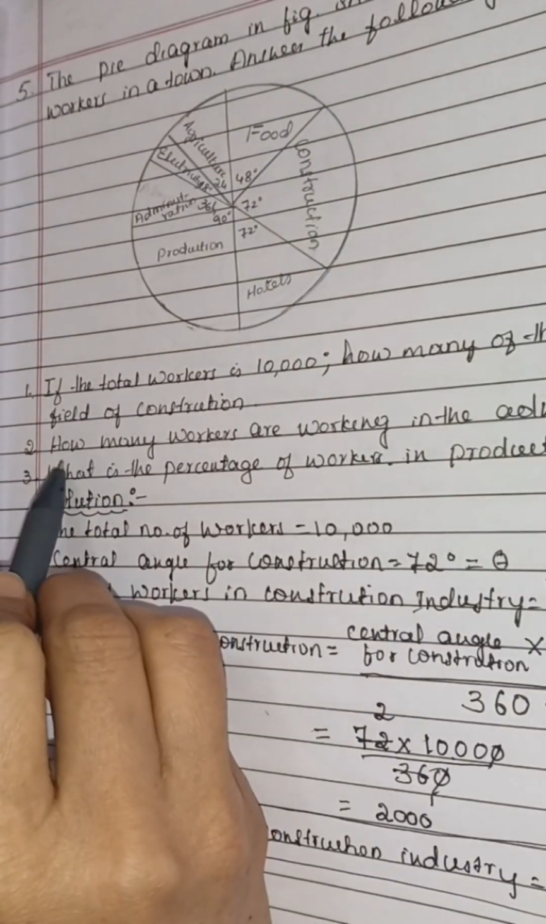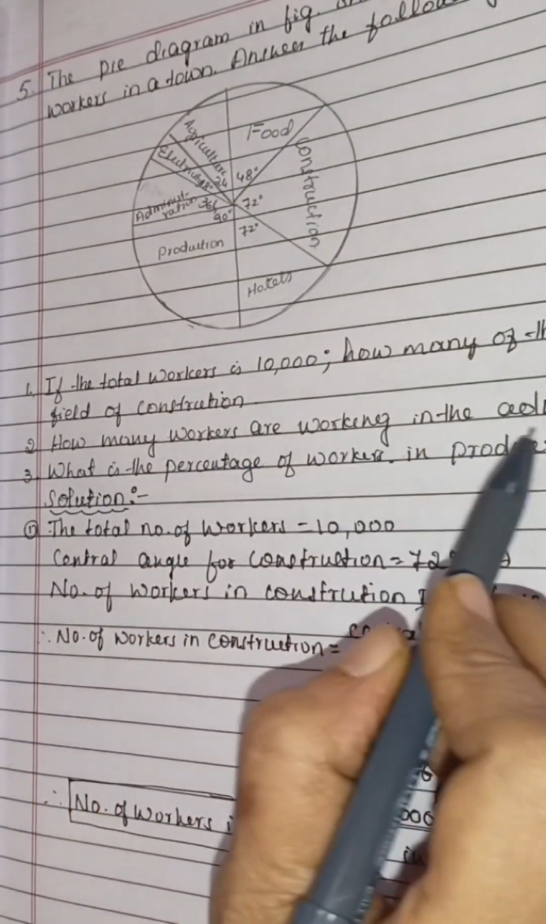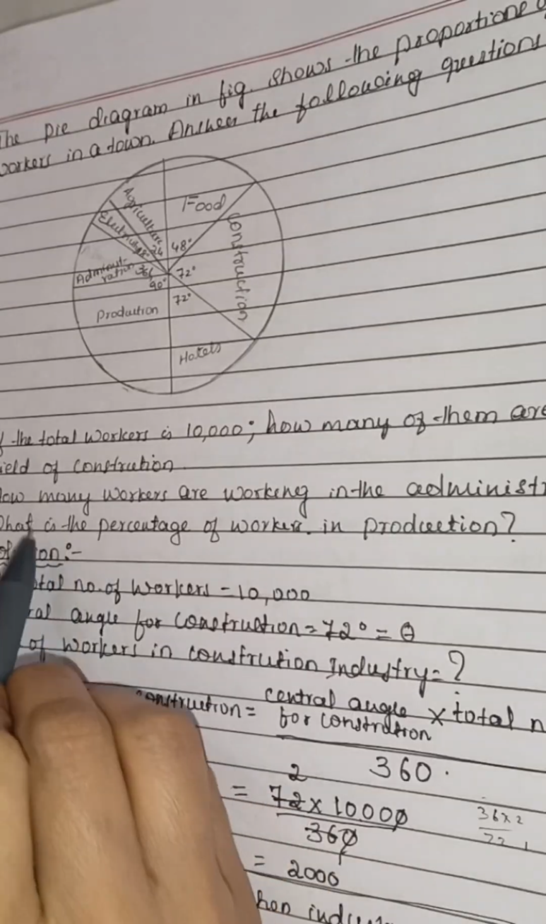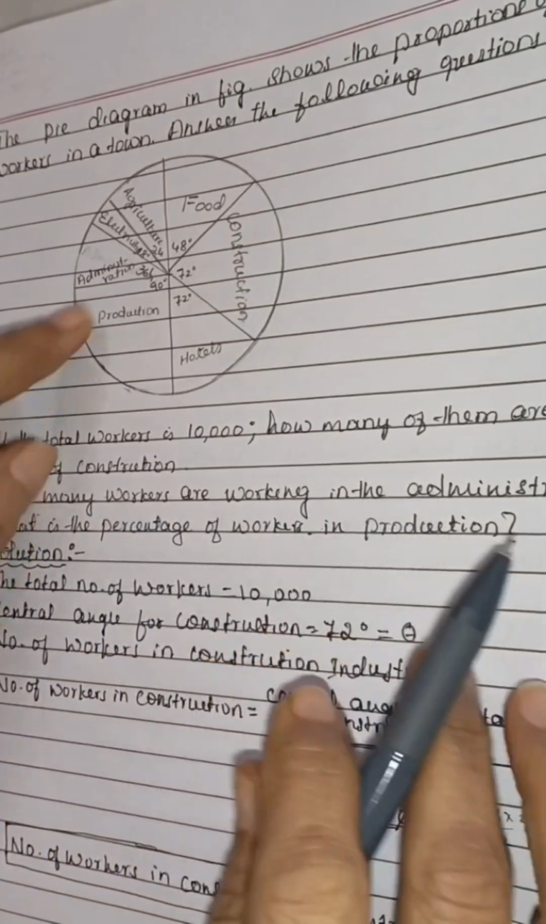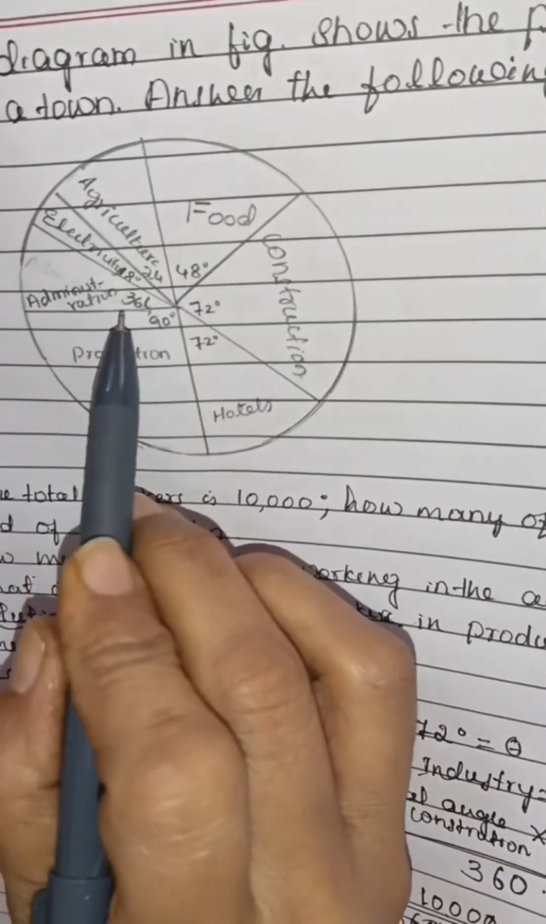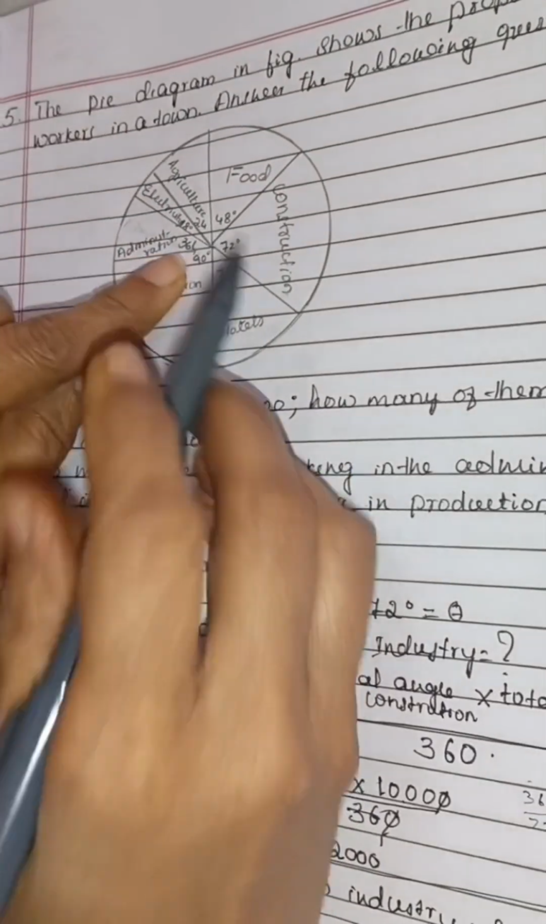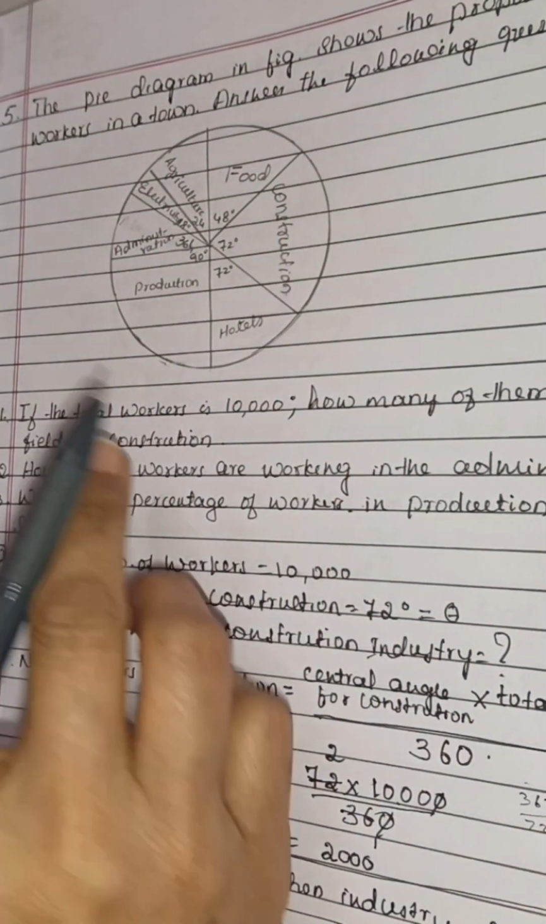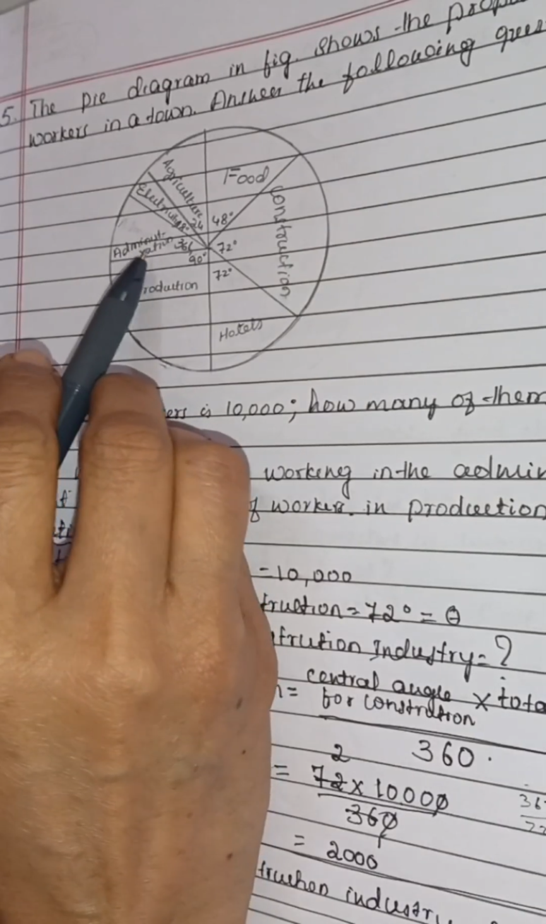Now for the second question: how many workers are working in the administration? Where is the administration? This is administration, 36 degree. The central angle is 36 degree. So we have to find out the number of workers in administration.